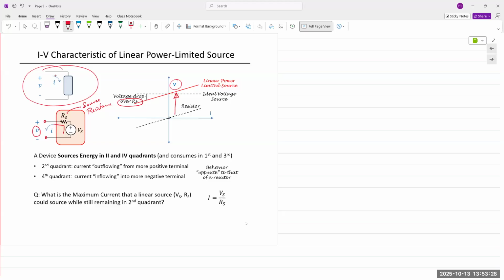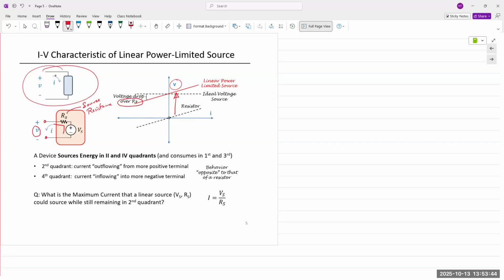If it's a resistor, it is absorbing energy. If it's a source, it's supplying energy. So either the voltage or the current is modeled as negative. Right? For a source, current is always modeled as negative. For a resistor, it is always modeled as positive.